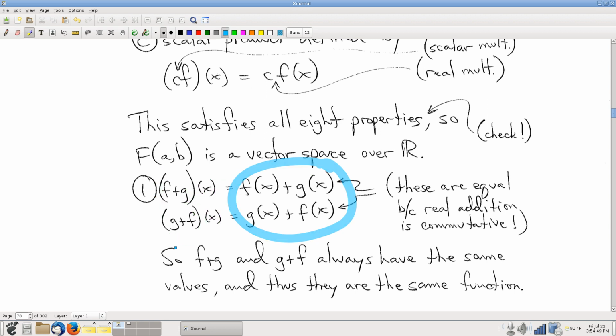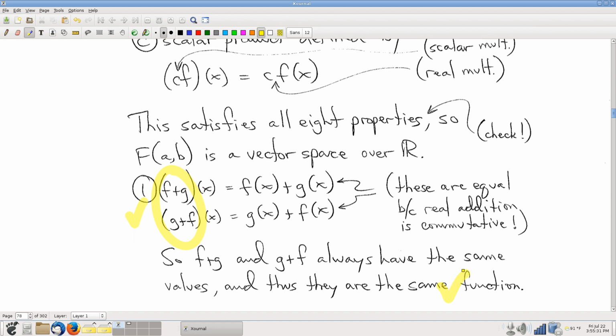So how do I know that these output values are always the same? Well, that's actually pretty easy, because that's a real number, that's a real number, and I know that addition of real numbers is commutative. Right? That's old news from elementary school. And therefore that's equal to this addition of real numbers. So what we have then is that these two functions, when you put the same thing into them, you always get the same thing out. And that means that these two are the same functions.